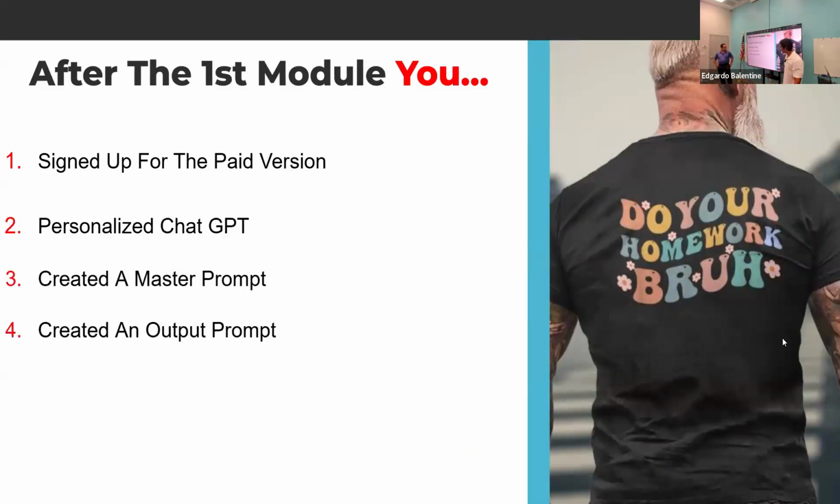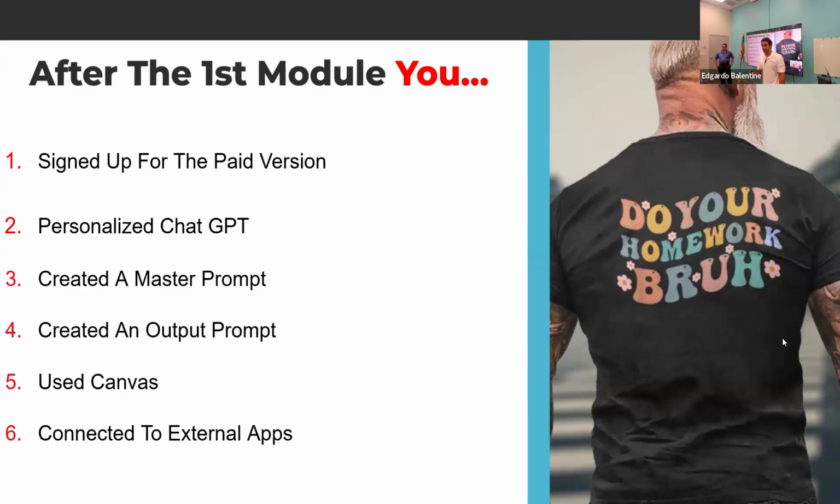Create a master prompt, create an output prompt. We talked about that. Again, you can look at that in the last video, and then use Canvas and connect it to external apps. Okay, so these were the 6 action items from last time. Who did all 6?